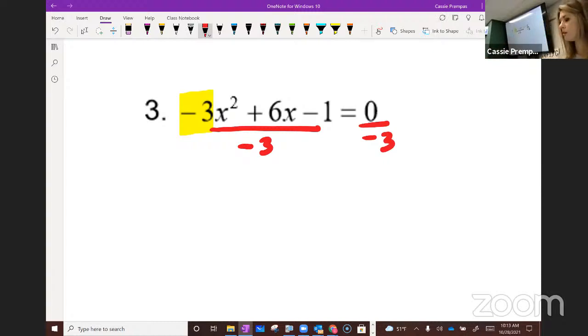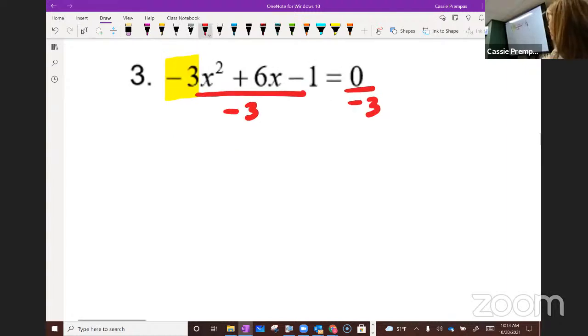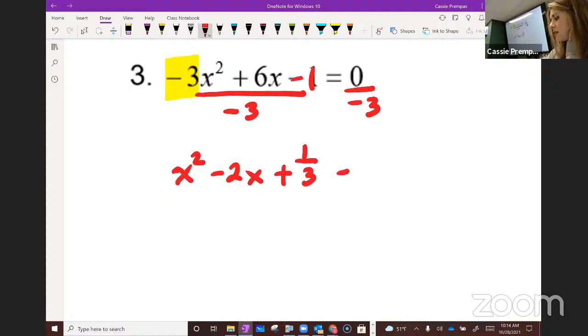It still remains balanced. You do have to keep in mind that when you're dividing terms by a number, you have to divide each term by that value. So negative 3 divided by negative 3 would give me x squared. What's 6 divided by negative 3? Good, negative 2. And what's negative 1 divided by negative 3? 1/3, nice. What's 0 divided by negative 3? 0.